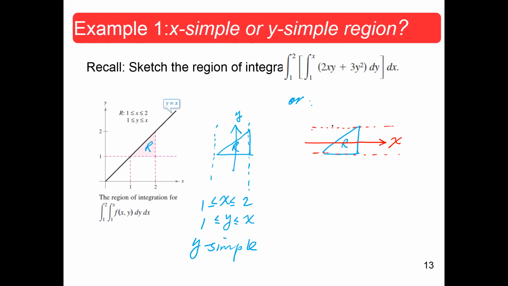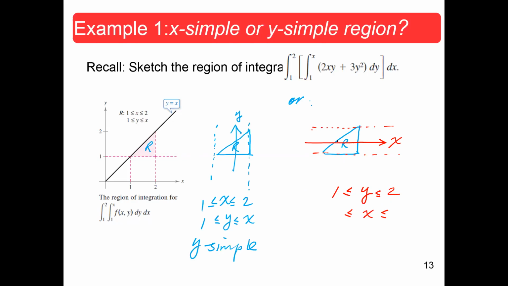Okay, let's first of all express the y value. What is the lower bound for y here? Take a look at the graph. So y would be between 1 and the upper bound will be 2. Good.